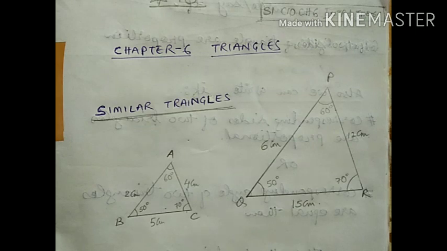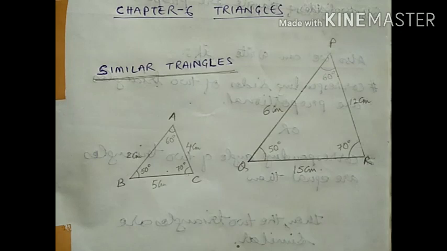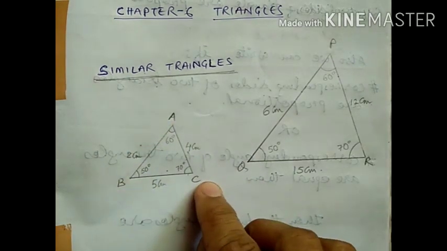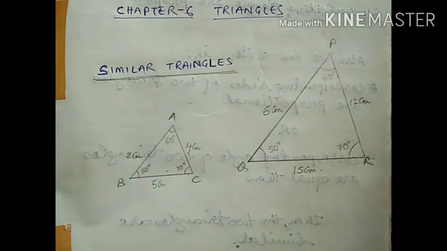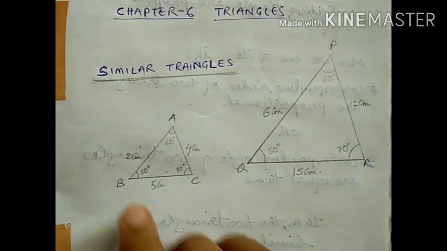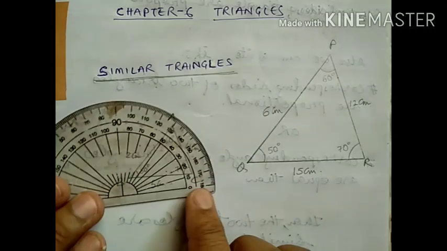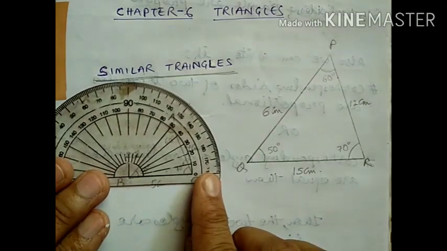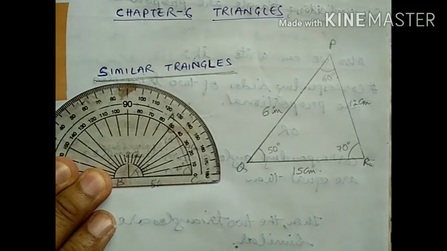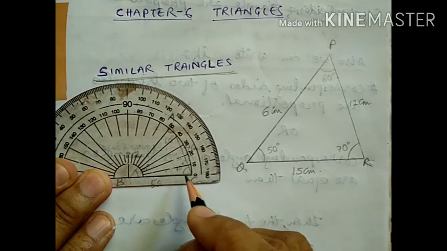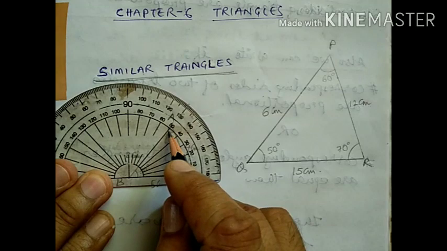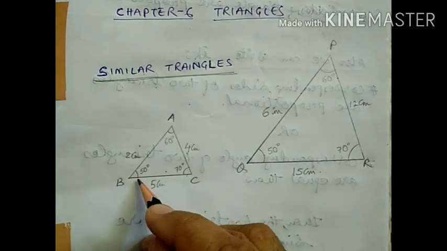Before I tell you the conditions under which the two triangles are similar, let me tell you about their angles. As you can see, one triangle is larger, one triangle is smaller, but in the triangle ABC, you can see there are three angles. Let me show you what the measures of the angles are. Here this angle B, let me measure it. See, if you look at this, 0, 10, 20, 30, 40, 50. So angle B is 50 degree.